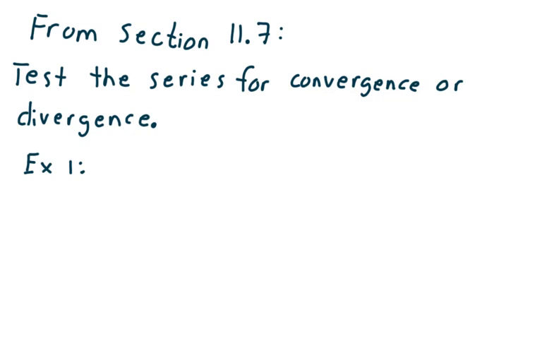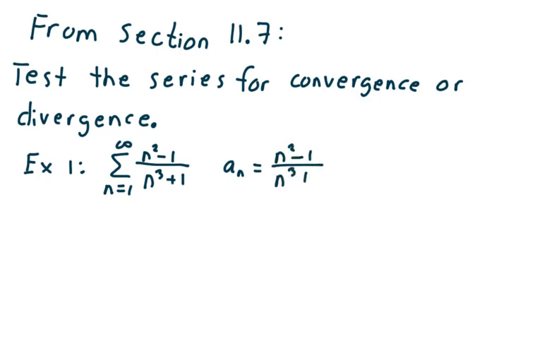Suppose we have the summation from n equals 1 to infinity of n squared minus 1 divided by n cubed plus 1. Now, the question is, what does this series quote-unquote look like? Now, a sub n equals n squared minus 1 divided by n cubed plus 1. b sub n is going to equal n squared over n cubed, which is 1 over n, right?